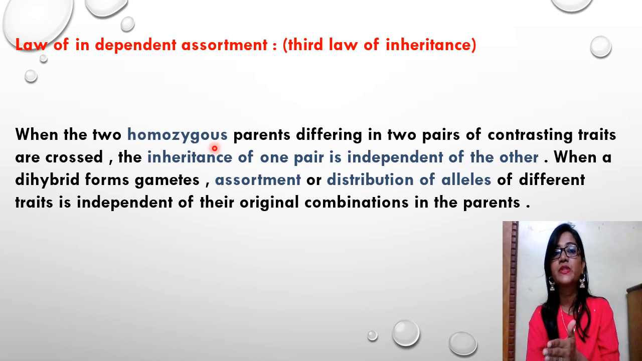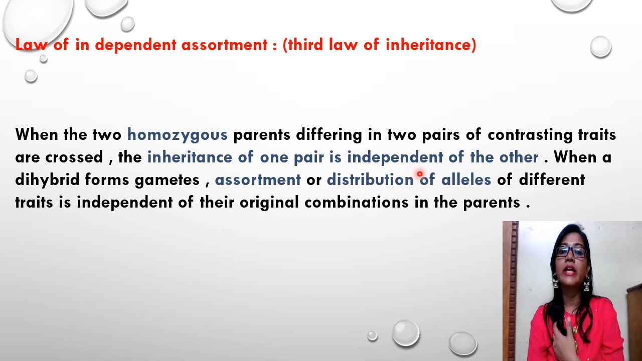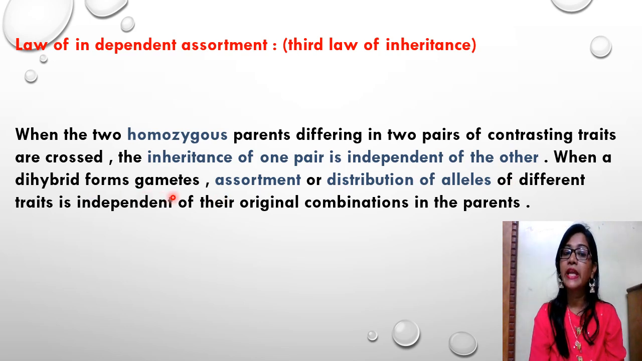The genes are the same within each plant, so the two plants are homozygous, but they differ in two pairs of contrasting traits. When they are crossed, the inheritance of one pair is independent of the other: yellow round and green wrinkled. So the inheritance of the yellow round pair is independent of the green wrinkled type of seed. That is when a dihybrid forms gametes.